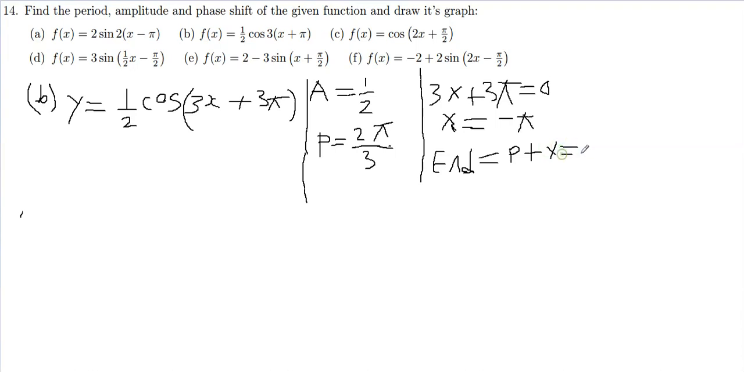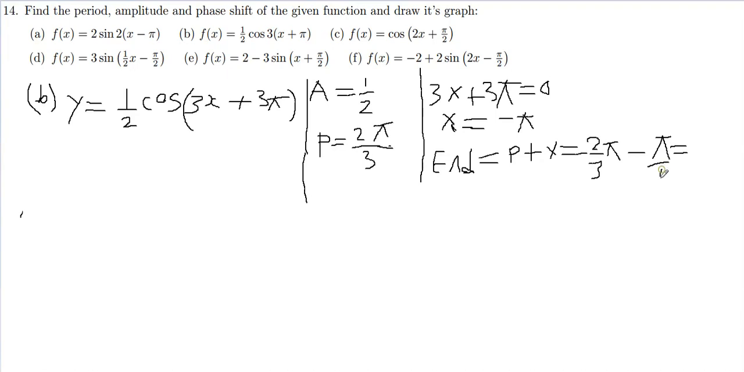So my p is 2 over 3 pi, and then you add negative pi. So I'm adding negative pi there. Instead of writing pi, I'm writing it differently, sorry. Let me just do this. Okay, so this is pi.